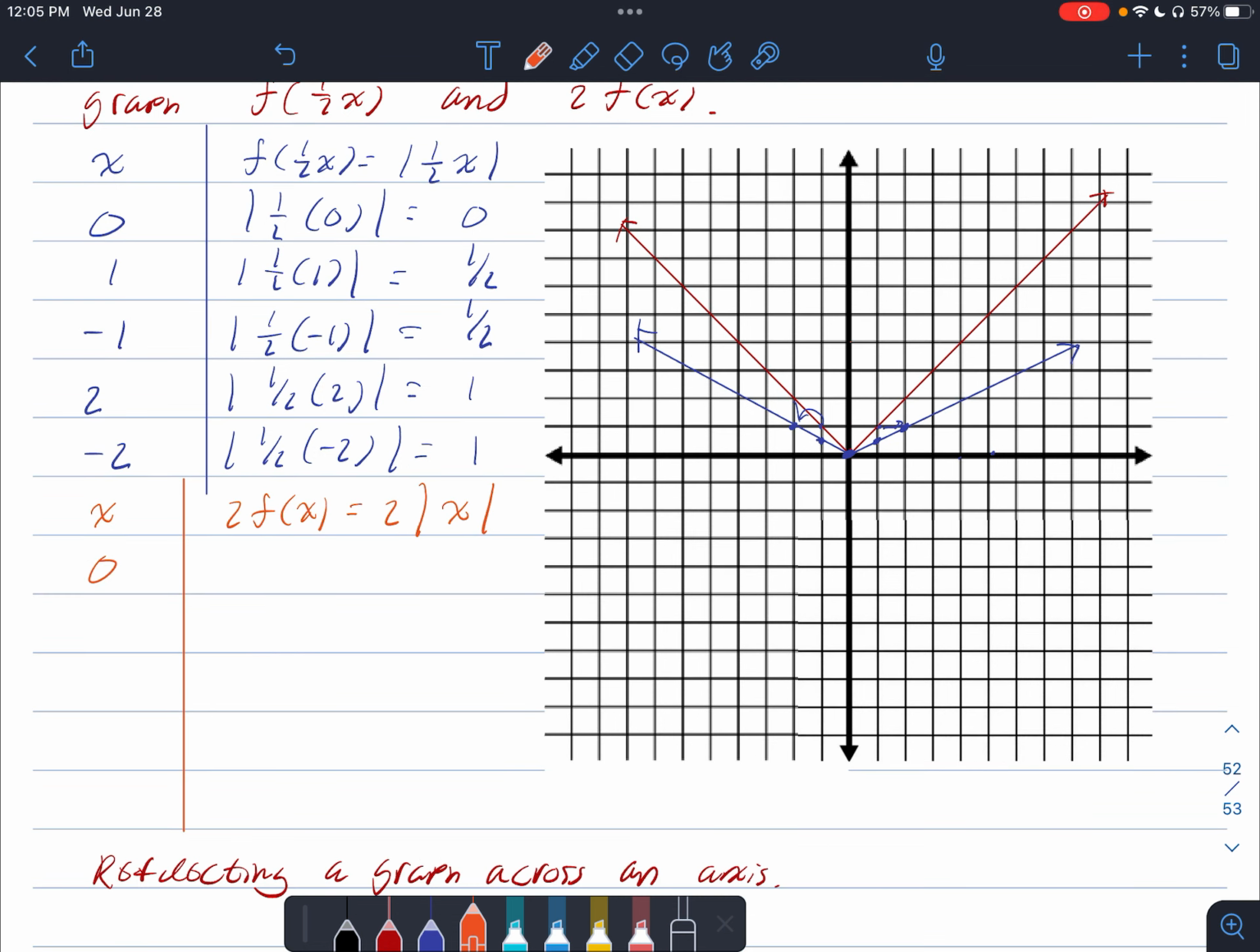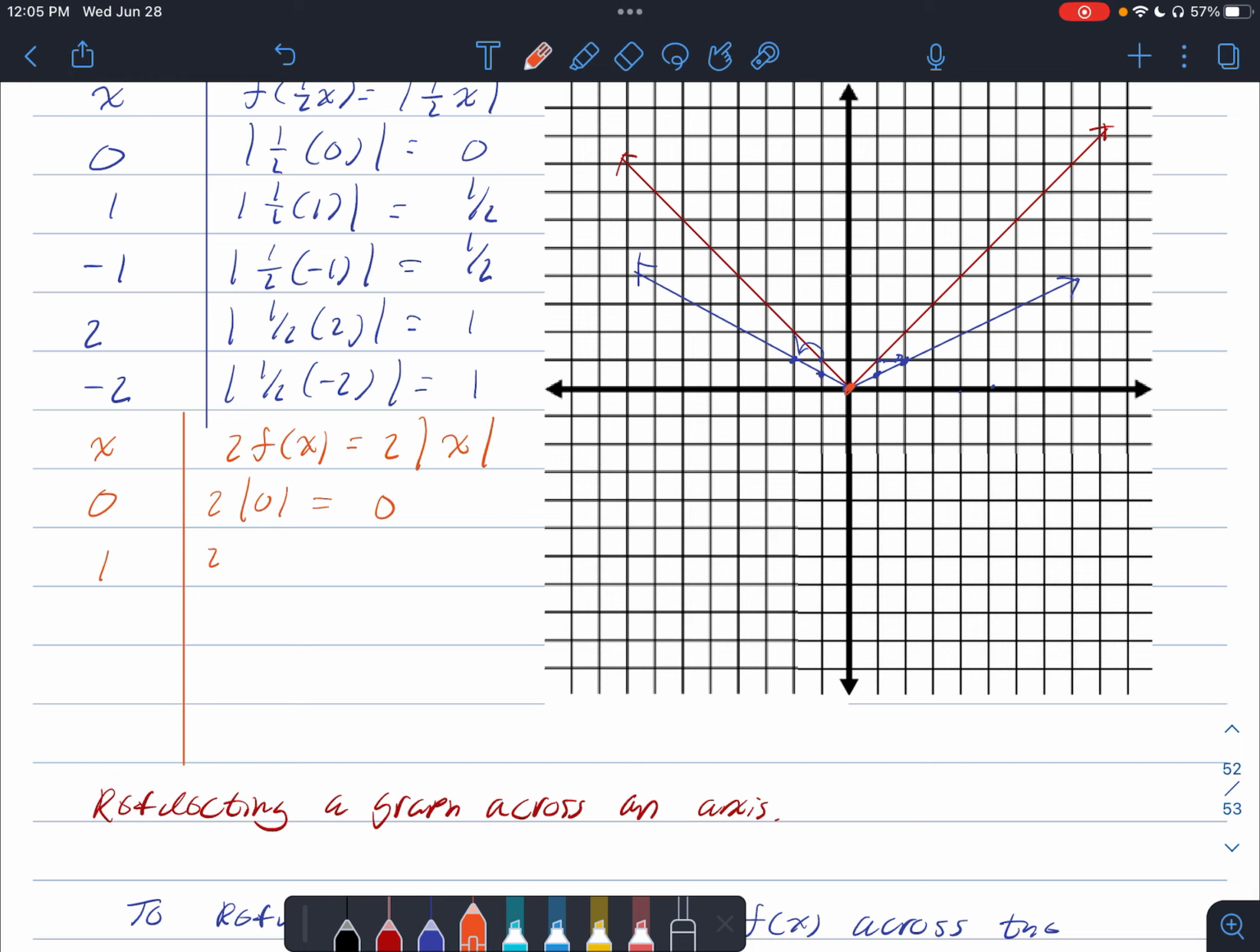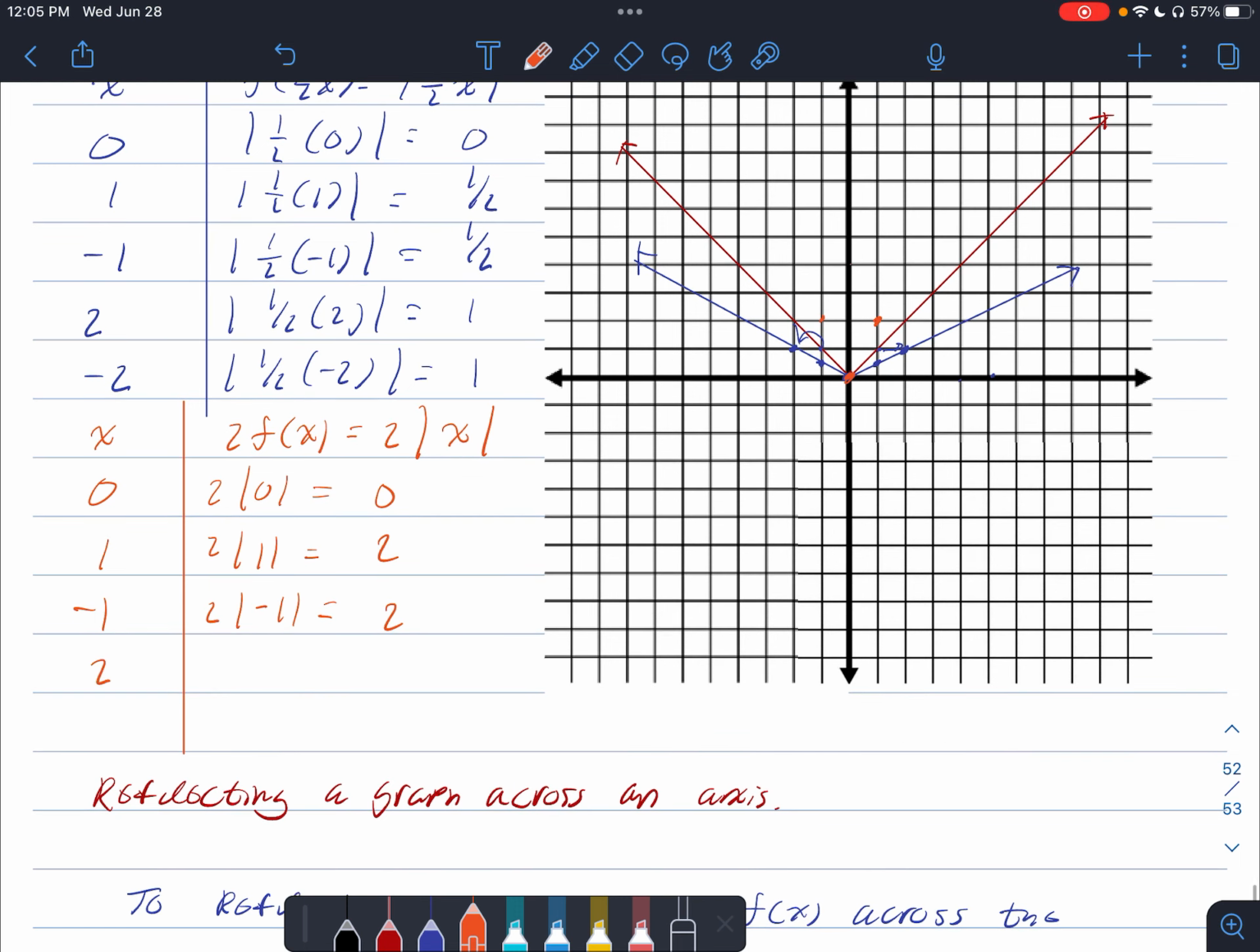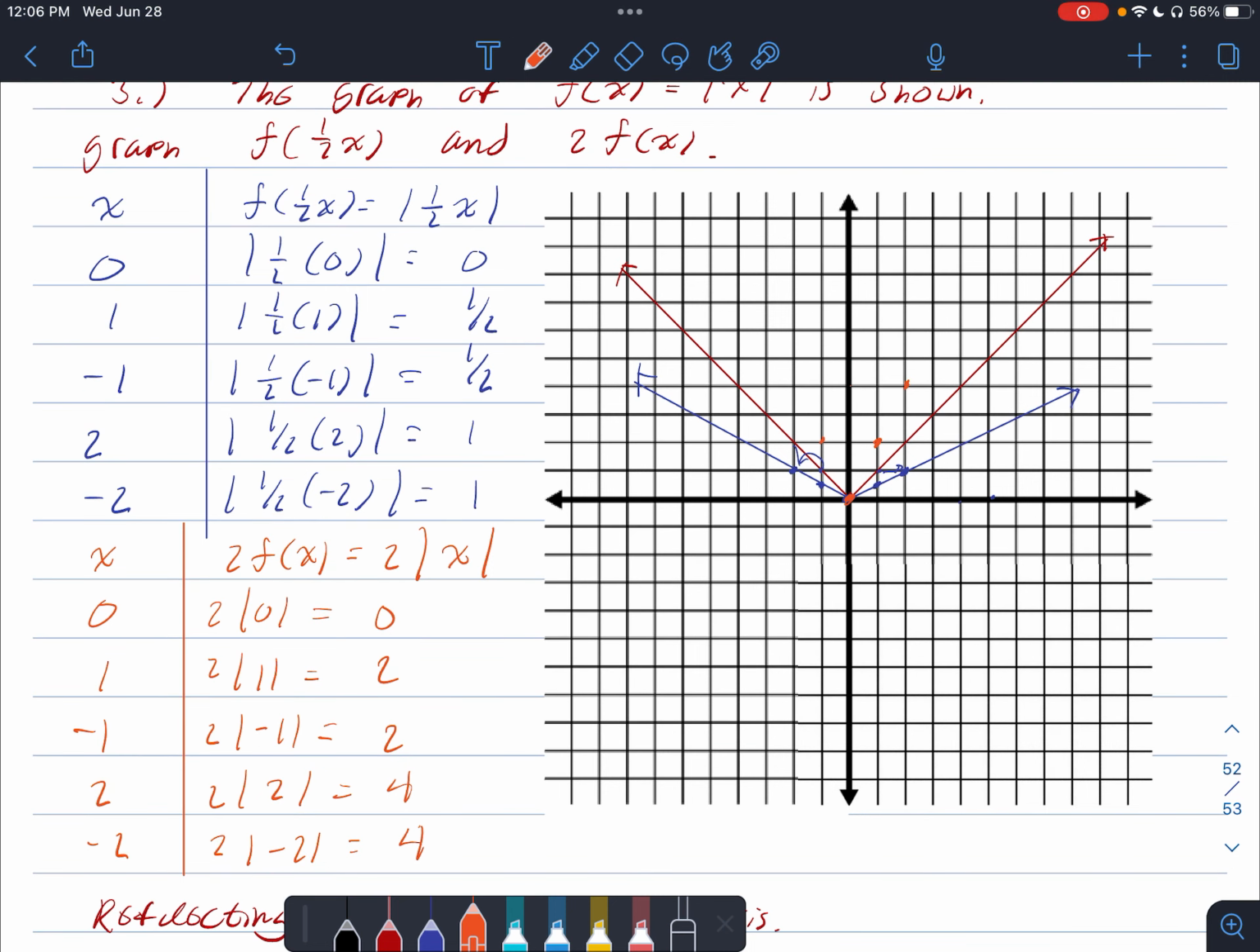So 0 will, again, give us 2 times the absolute value of 0, which is just 0. So again, we're going to keep that point. Let's do 1. We'll do 2 times the absolute value of 1, which is 2 times 1, or just 2. So 1 will go here. Negative 1 will give us 2 times the absolute value of negative 1, which is 2 times 1, which is again 2. You can keep going. We do 2 as the absolute value of 2, which gives us 4. And negative 2 will give us 2 times the absolute value of negative 2, which is again 4. So the graph is going to look a little bit like this.